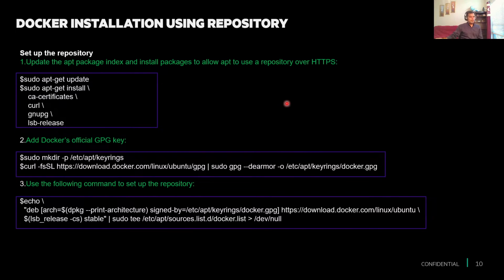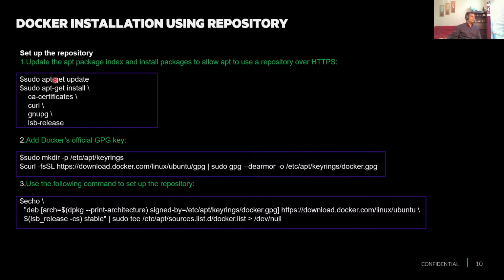So now we have a little bit of understanding of Docker containers and images. Let's see how we'll be installing. For this demo, I'll be using Ubuntu, but the concept remains the same. First things first, we'll be setting up the repo.